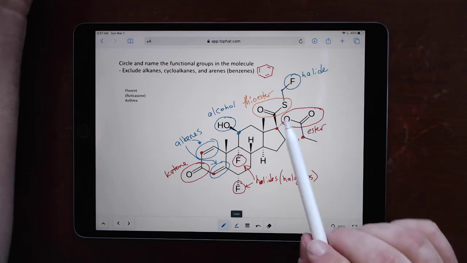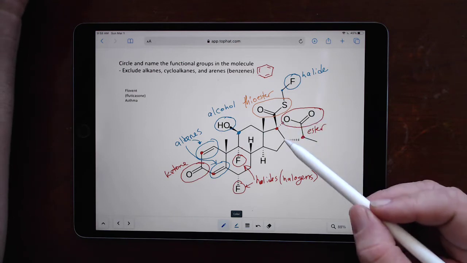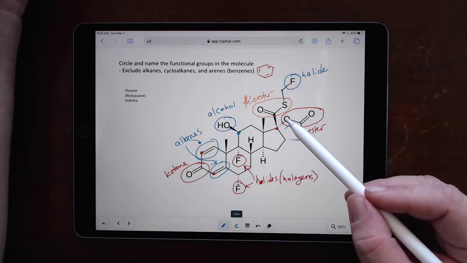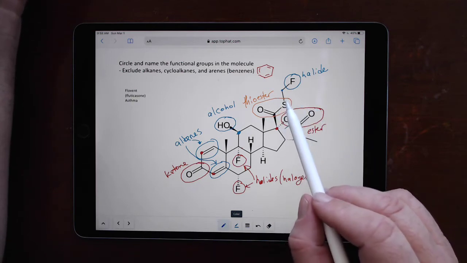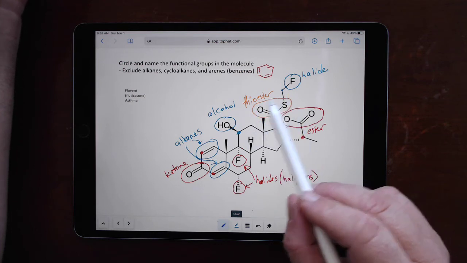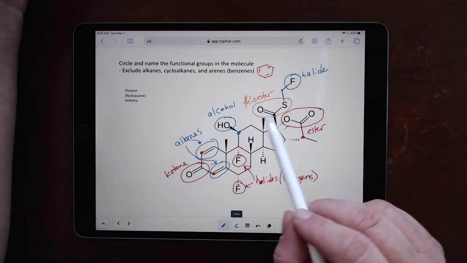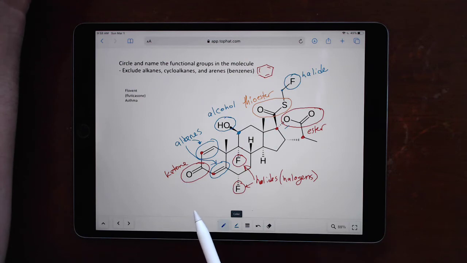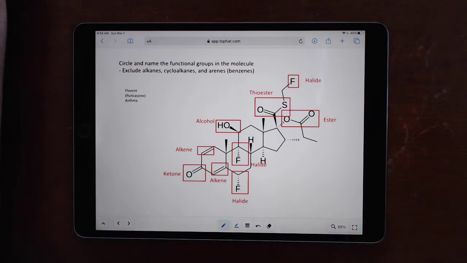Now, one of the things that happens is that an atom can only be part of one functional group. So this is not an ester and then that an ether. That's not how this works. It's part of one big ester group. Just like this sulfur is one big thioester. It's not a thioester and a sulfide. That's not what it is. It's just one big thioester group. This one is just a ketone group. So be careful. Okay. So on the exam, I give a point for circling it correctly and a point for naming it correctly. So if you don't know what it is, at least circle it, so I can give you a point.